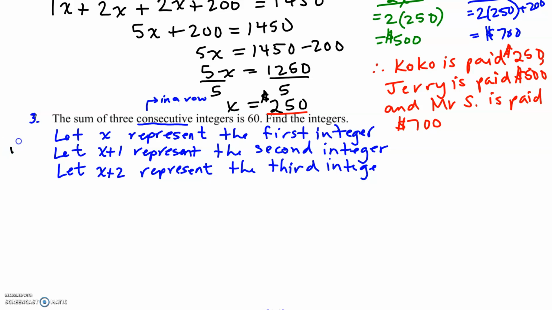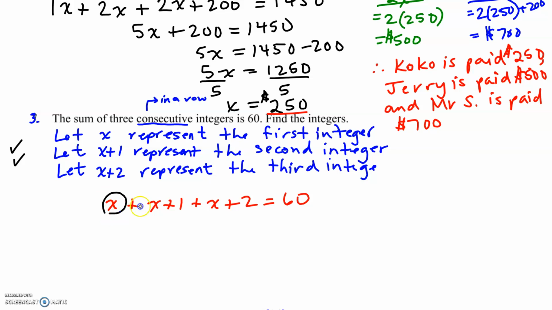So we did the first step, which is get the let statements. Now we have to write our equation. So we know the sum of all these integers is 60. So I know that x plus x plus 1 plus x plus 2 have to all equal 60. Okay, so I did my equation. That was the second step. The third step is to solve my equation.